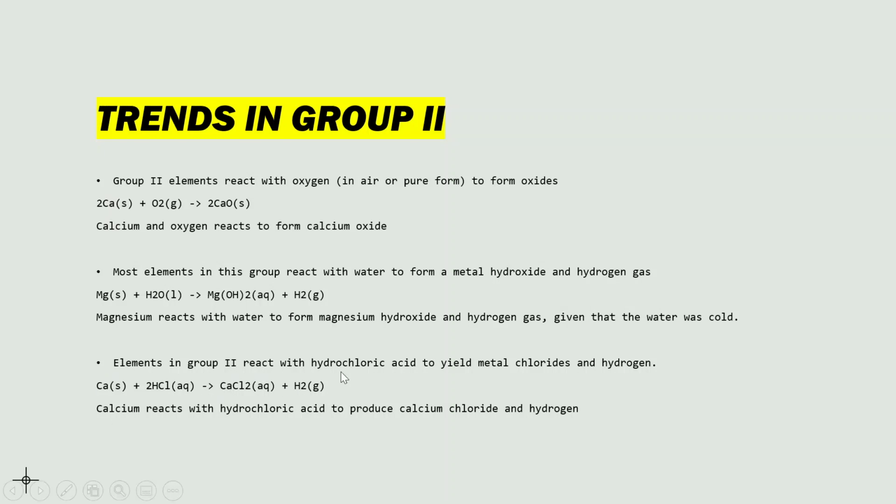Elements in group 2 react with hydrochloric acid to yield metal chlorides and hydrogen. As you can see, I was using to form and to yield so that you could familiarize yourself with the language. Okay? I could have used produce here. All mean the same thing. So elements in group 2 react with hydrochloric acid, and this is the formula for hydrochloric acid, to yield metal chlorides and hydrogen. Here we have calcium, the solid metal, reacting with hydrochloric acid, and boom, we have calcium chloride. You see, that's the metal chloride. Calcium chloride, metal chlorides. Is it making sense? You have hydrochloric acid, HCl, and you're going to form calcium chloride and hydrogen.